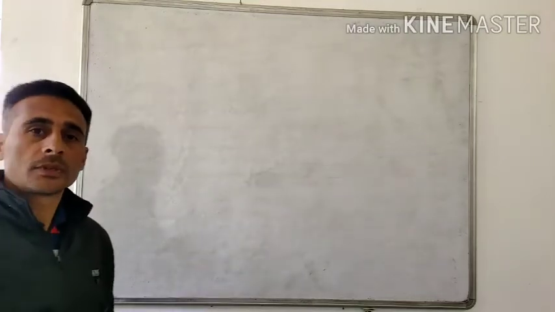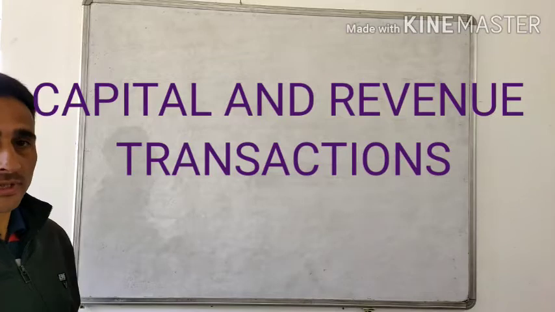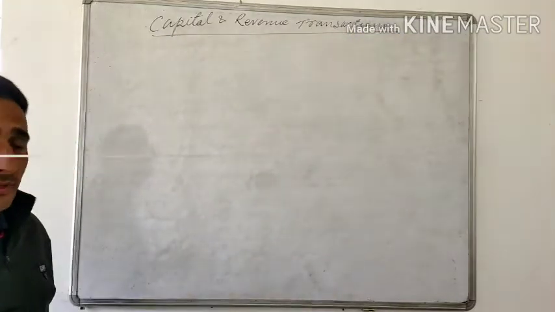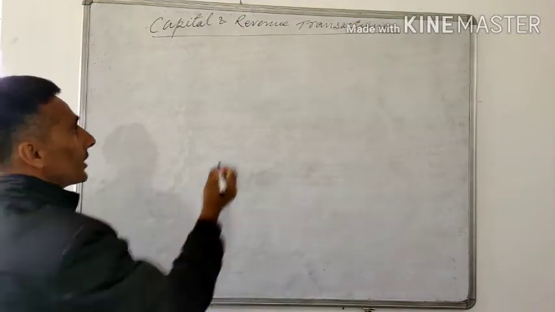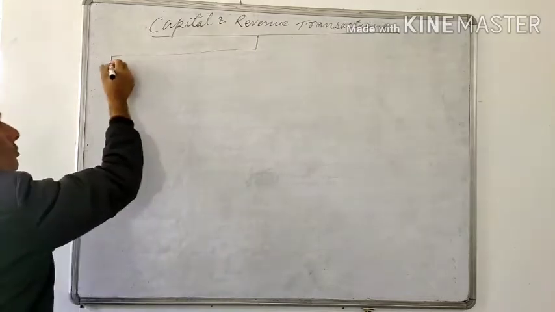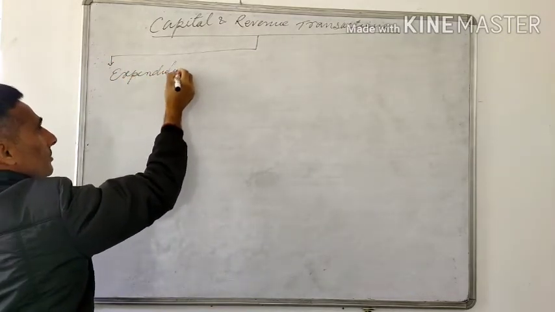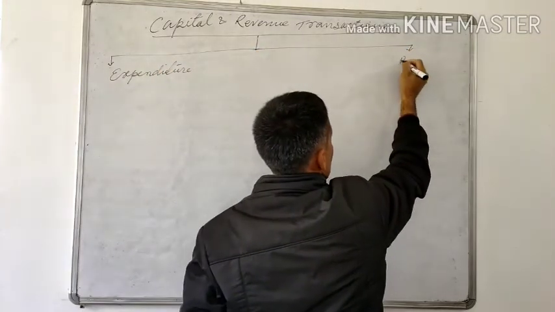Hello everyone. Today I am taking our chapter called Capital and Revenue Transactions. So here the business transactions can be divided into two parts. Your transactions may be related to expenditure or the transactions may be related to receipts.